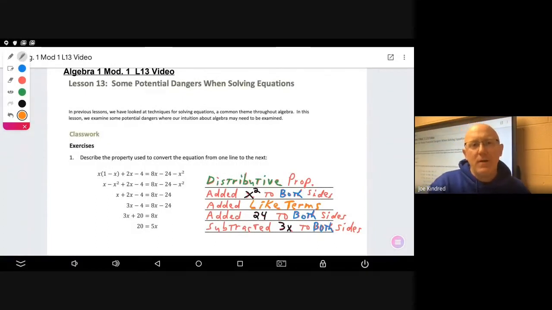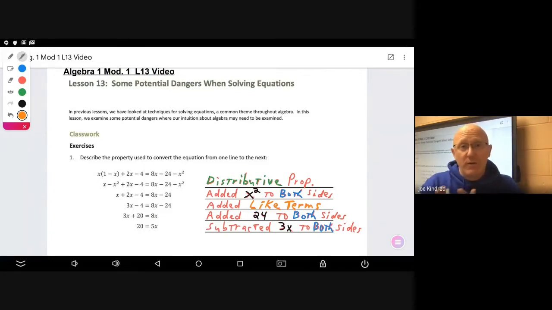Okay, Algebra 1, Module 1, Lesson 13. Lesson 12 was about solving equations, and one of the big topics was how do we solve equations? What are some of the rules, some of the things we had to remember? In this lesson, they're going to sort of affirm those things. In other words, they're going to build on those things.